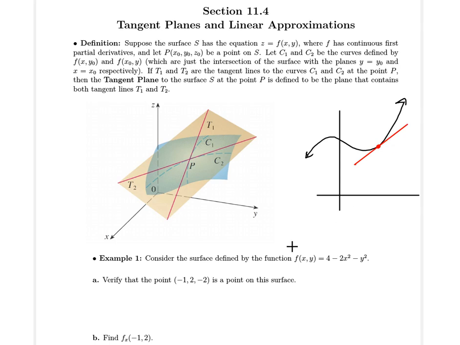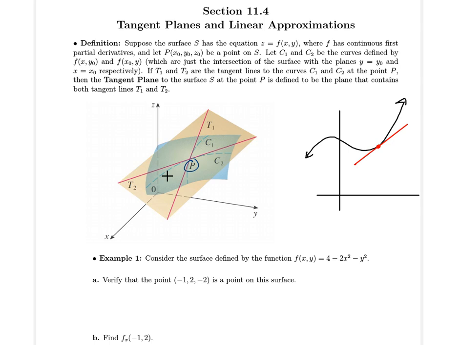And so to extend this same idea to 3 dimensions, we're talking about, rather than a curve, a surface. And then rather than a line, we're talking about a plane. And so you can see in the picture here, what we're going to be looking at is finding the tangent plane at a particular point P. And this plane is going to be determined based on some of the ideas that we learned in the previous section.